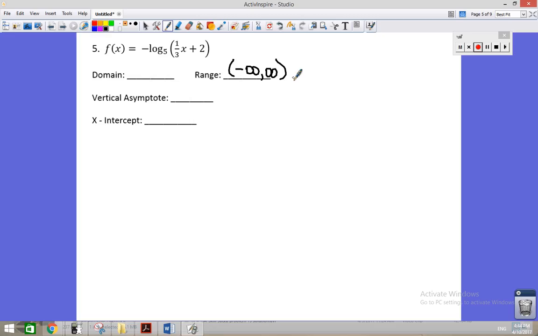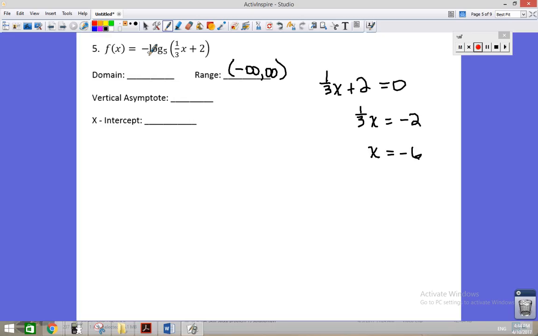Alright, so let's take this argument, 1/3 x plus 2, set it equal to 0, and solve this for x. 1/3 of x is equal to negative 2. Multiply both sides by 3, and I get negative 6. Alright, so I do have a reflection here, but that reflection is across the x-axis, not across the y-axis.